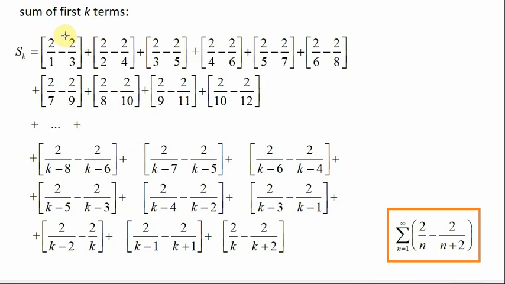And then we can see that the minus 2/3 and 2/3 here cancel out. The minus 2/4 and 2/4. Minus 2/5 and 2/5. 2/6 and 2/6. And so the pattern here is that eventually all of these will get cancelled out.